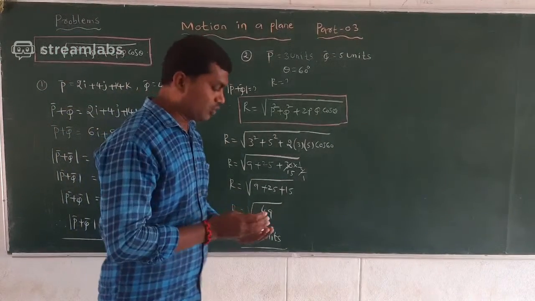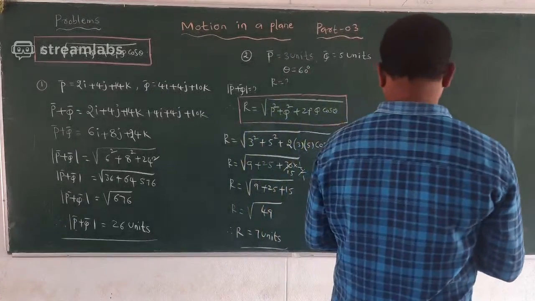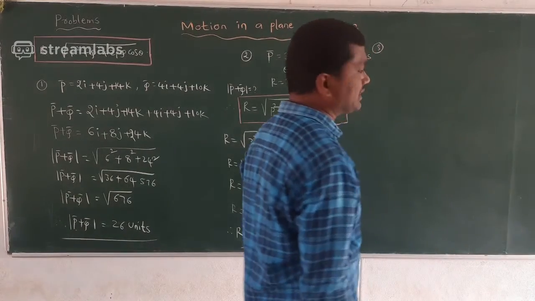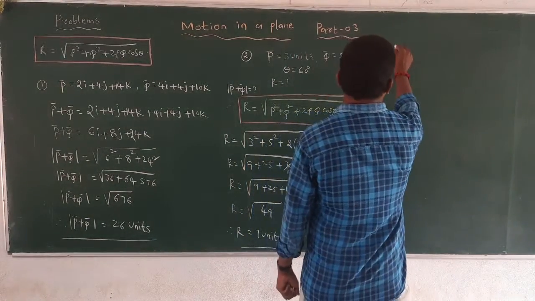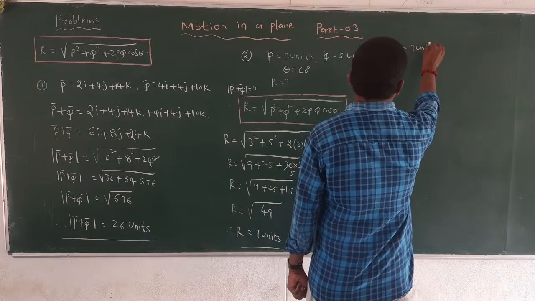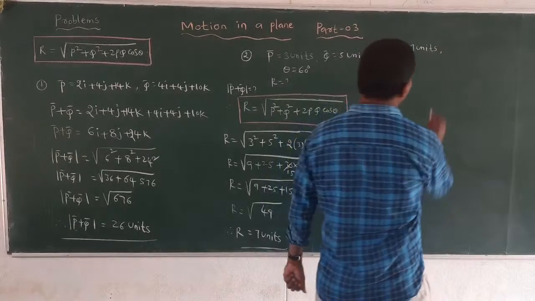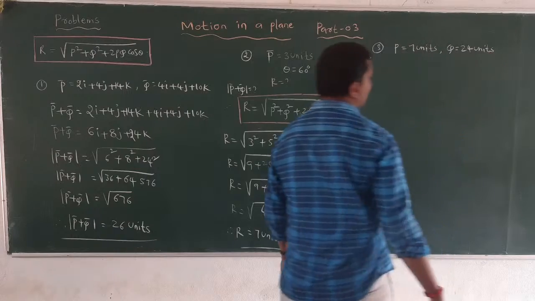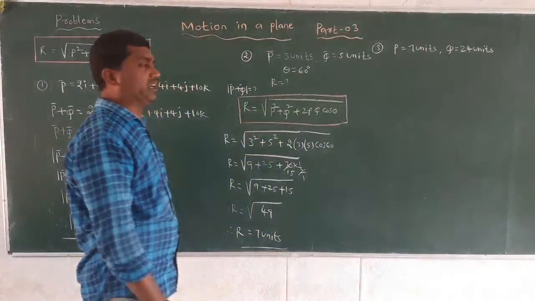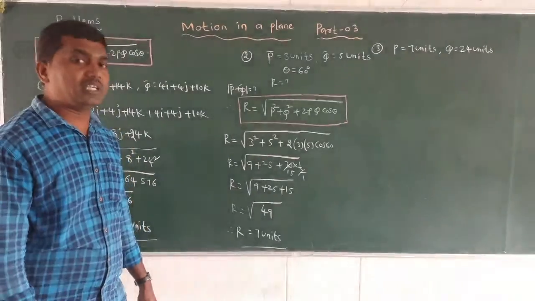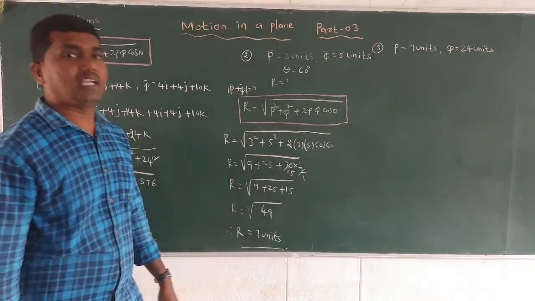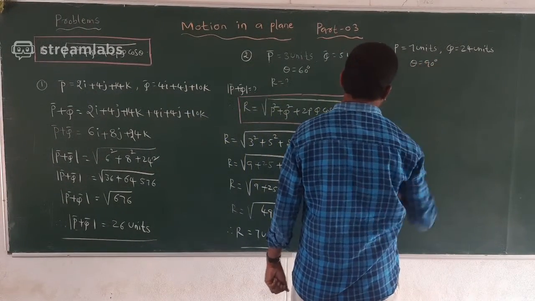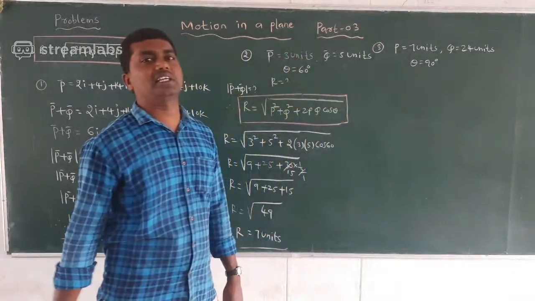And next we go for the third one. Same thing: two vectors are given. The first vector p is equal to 7 units and the second vector q is equal to 24 units, and they are mutually perpendicular. The two vectors being mutually perpendicular means the angle between them is 90 degrees. So theta is equal to 90 degrees. So what is the magnitude of the resultant vector?